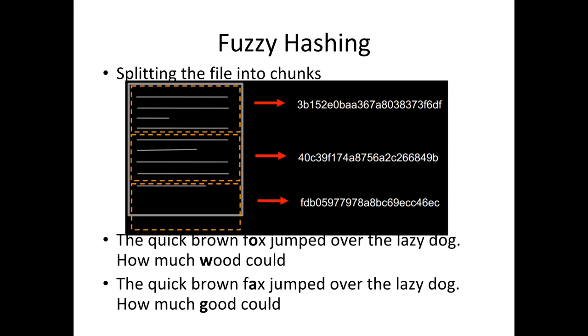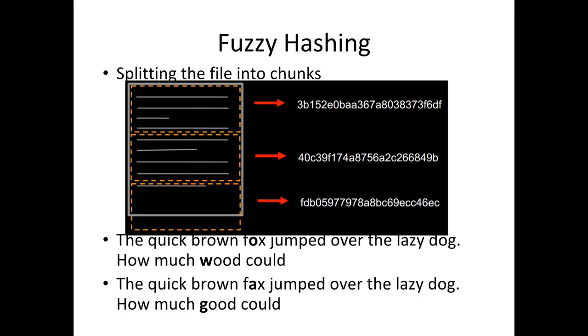Here's an example of how it works. We're able to split the file into chunks of whatever size. We can take hashes of those chunks and then perform matches of those hashes. In the example below, there are two bullet points. One says, "A quick brown fox jumped over the lazy dog. How much would could?" And the one underneath it says, "The quick brown fox jumped over the lazy dog. How much could good could?" And you can see that there are two character changes made between these two statements.